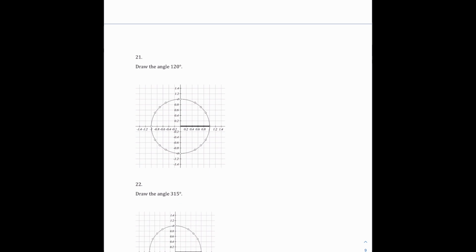120 degrees. 120 degrees is basically 60 degrees shy of 180. And we know this is 30 degrees, and this is 45 degrees, and this is 60 degrees, and this is 90 degrees, and then adding 30 degrees, you get 120 degrees. So that is 120 degrees. And again, do not forget to put the arrow.